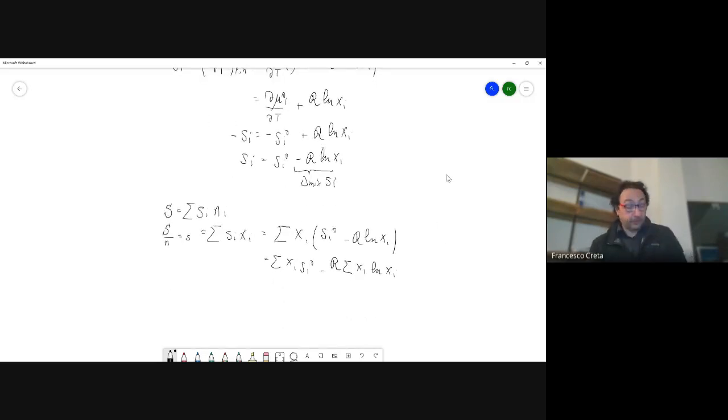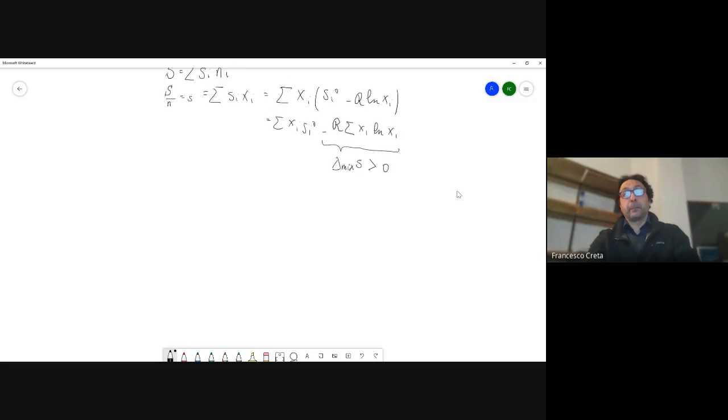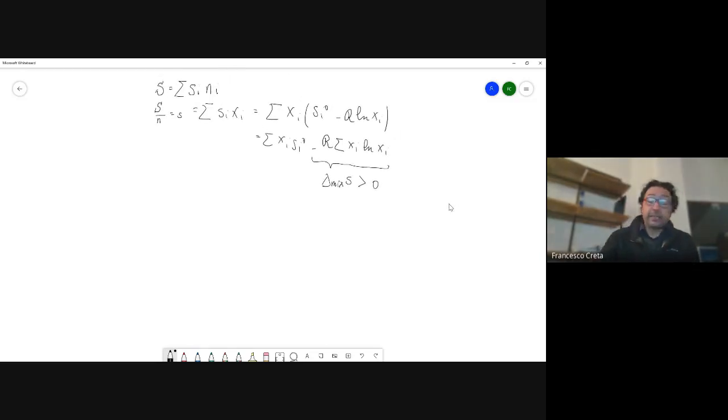And it is pretty clear that because there's a minus sign here, and this is negative, the mixing entropy is positive. So mixing causes an increase in entropy, which again proves that mixing is spontaneous. It's a spontaneous process.